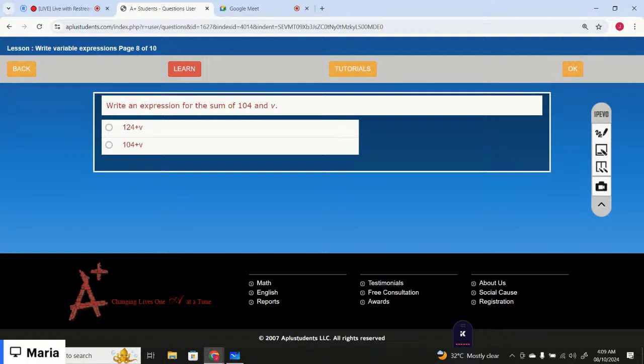Write an expression for the sum of 104 and v. So which is the correct option? You need to add them. Option number 2 is the correct option. 104 plus v. Option number 2 is the correct option.